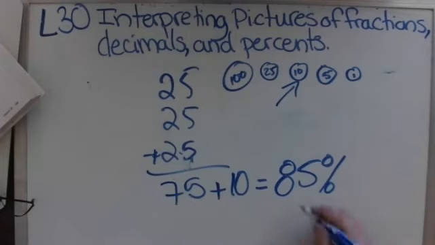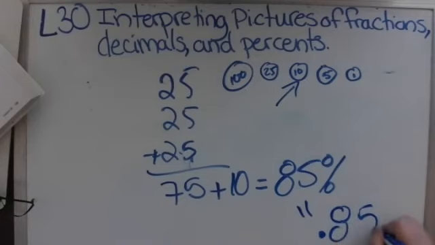And if I wanted to change this into a decimal just for fun, I would just put a decimal in front, do my 8, my 5, and that's my decimal number. Or it is the same thing in cents. I have 85 cents. 85 cents is 85% of a dollar. This is lesson 30, interpreting pictures of fractions, decimals, and percents.